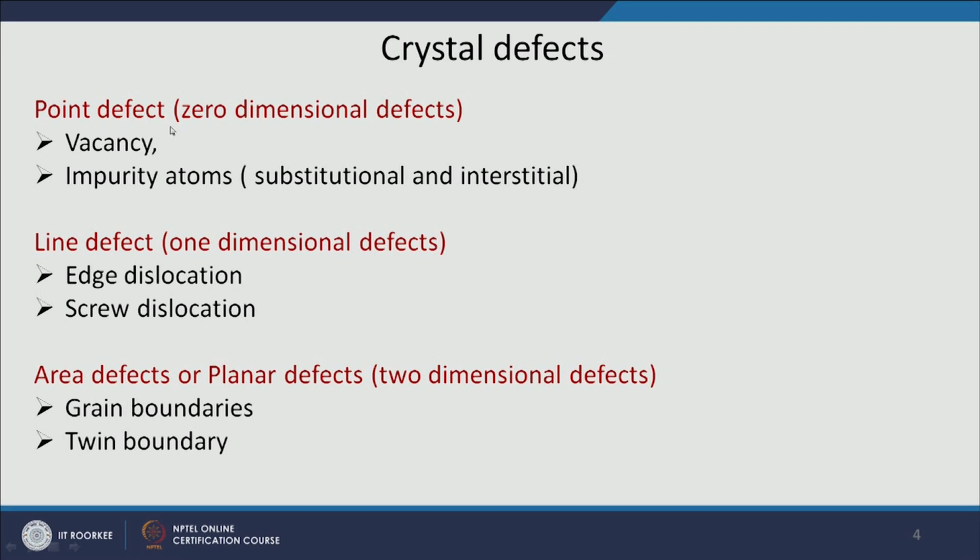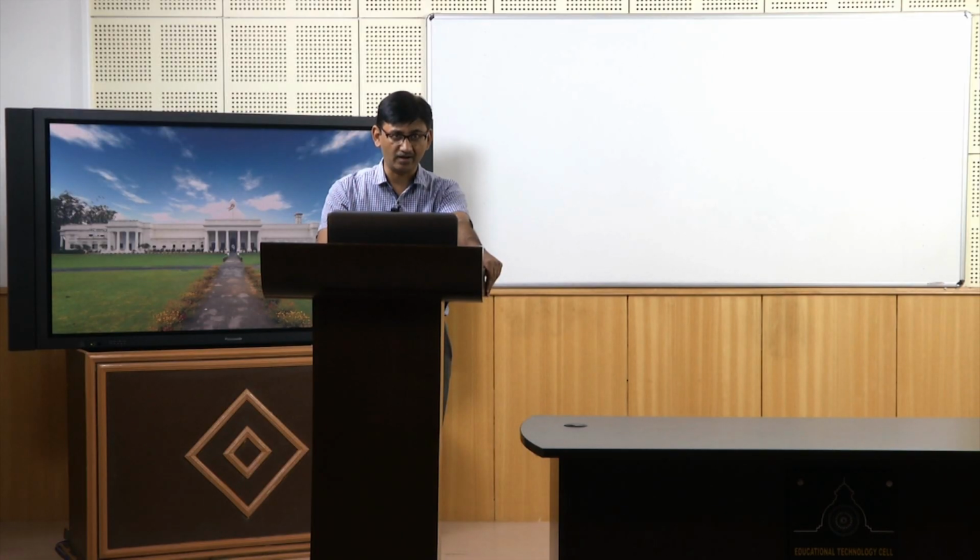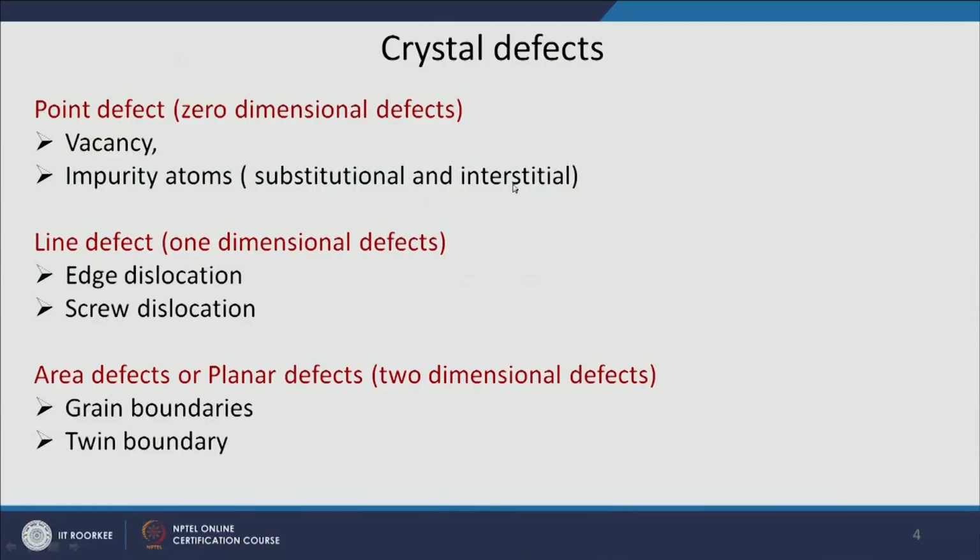For example, point defects, which are basically 0-dimensional defects. It is a point, no dimension. In that you will have vacancy, or you can have impurity atoms, sometimes called alloying elements. These are either substitutional or interstitial. We will see what we mean by these two terms. Then there can be a line defect, which is a 1-dimensional defect. In that you will have edge dislocation or screw dislocation. Again we will see what we mean by these terms and by dislocation itself.